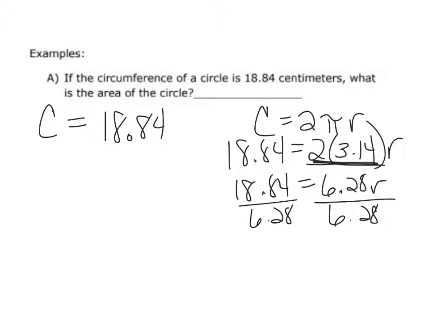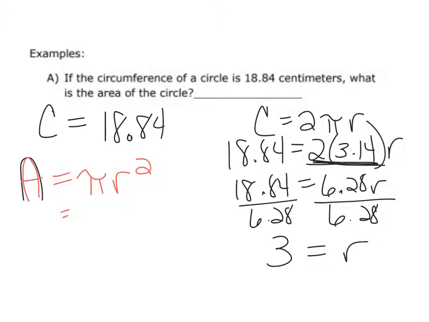So in this case, how many times does 6.28 go into 18.84? 3 times. So now that we have the radius, now we can find area. Okay, so area is equal to pi radius squared. And remember, your formulas are in that reference chart in your composition book.